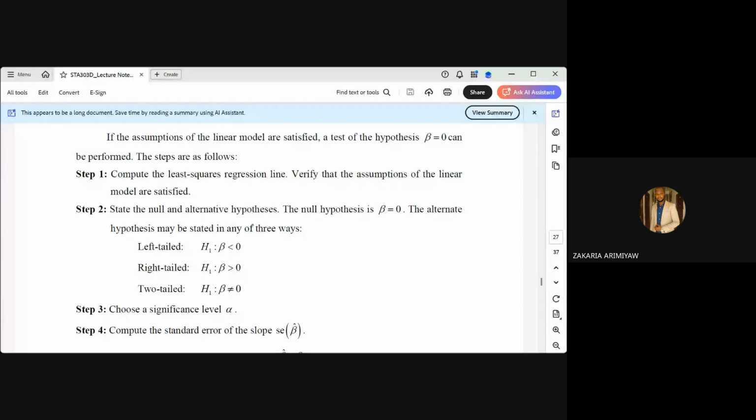Now the alternative hypothesis can be one of these three: beta less than 0, beta greater than 0, or beta not equal to 0. After which we choose a level of significance alpha, 1%, 5%, 10%, and so on. Then we calculate the standard error of beta. That is what we have done in the immediate past discussion.